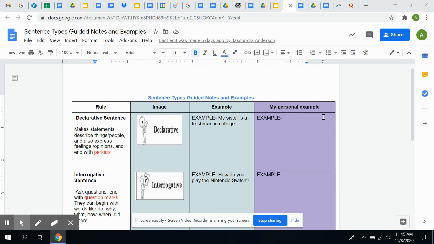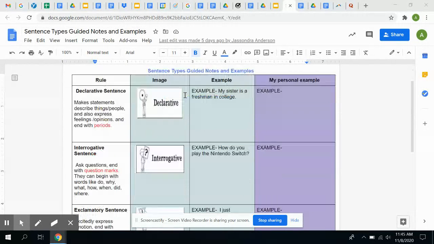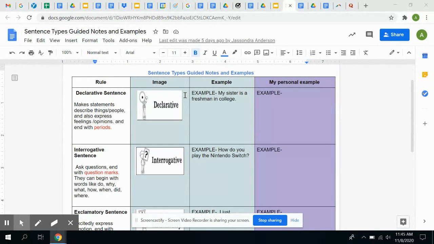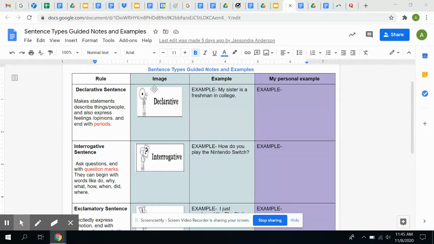Hello, scholars. Today we are going to be going over how to fill out the note catcher for the sentence types, guided notes, and examples note catcher. Basically, this is very similar to the one that you filled out last week, except instead of punctuation, this time we're going to be talking about types of sentences.